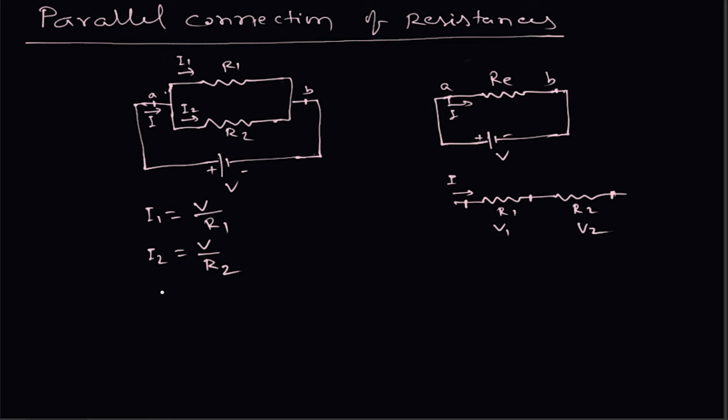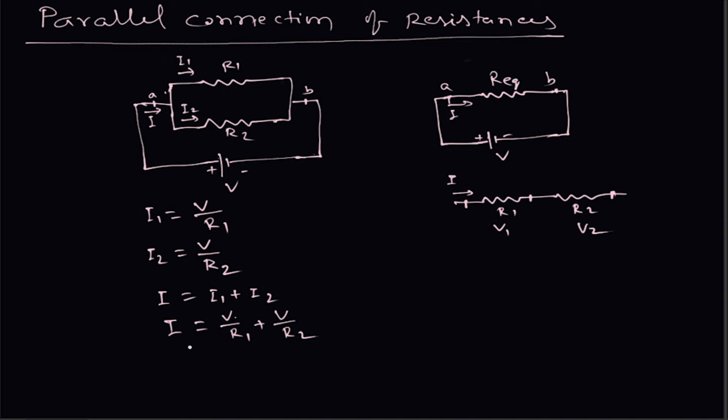Now you can say that I, the current in the main branch, will be the sum of I1 plus I2. So I is equal to I1 plus I2. Now putting the values of I1 and I2, I1 is equal to V divided by R1 and I2 is V divided by R2. This is I. Thus in the equivalent circuit, this I will be equal to V divided by Req.